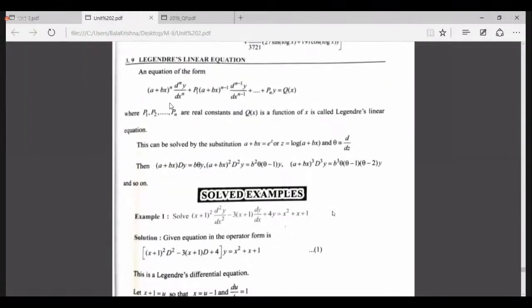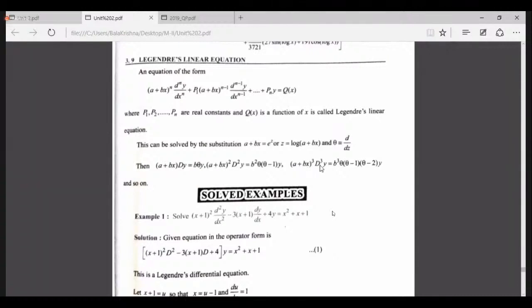These are very, very important, because many times we are asked these questions only. Legendre's is the same format only. In place of x power n, you will have a plus bx. What you assumed there was x is equal to e power z. Here you should assume a plus bx is equal to e power z. The same procedure applies.